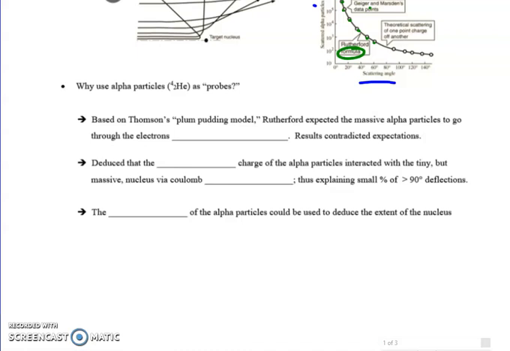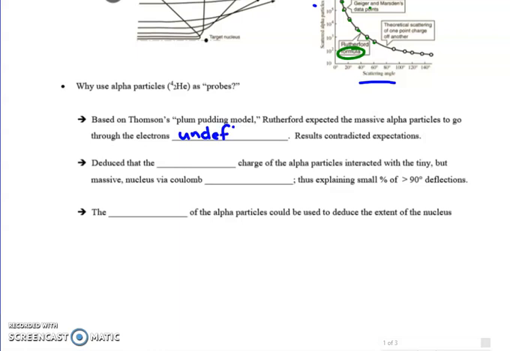So based on the plum pudding model, that's what Rutherford was working on. That was the best we knew at the time. He expected the mass of alpha particles to go through the electrons undeflected. Again, he had no understanding or expectation that there would be a lot of mass in the positive. I should say undeflected. So that was the expectation.